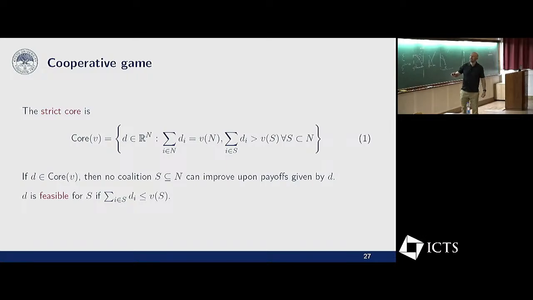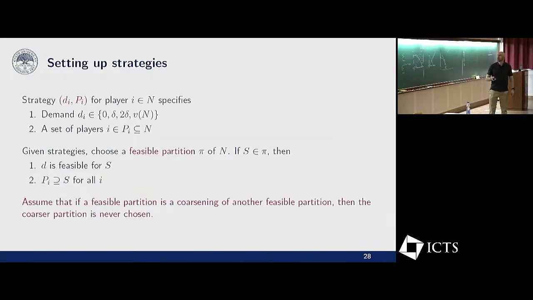So if your allocations are in the strict core, no coalition can improve upon payoffs given by this allocation. And the word feasible: D is feasible for a coalition if the coalition could create it on their own, right? So basically, D is infeasible for a coalition if they couldn't do that well on their own by leaving the large group of people sitting at the table. The core is an important thing.